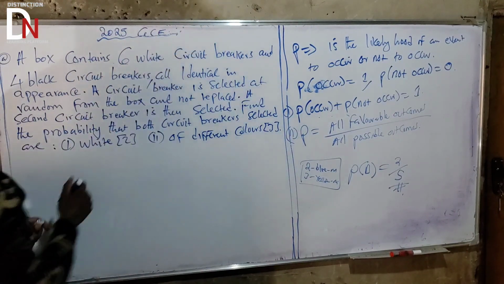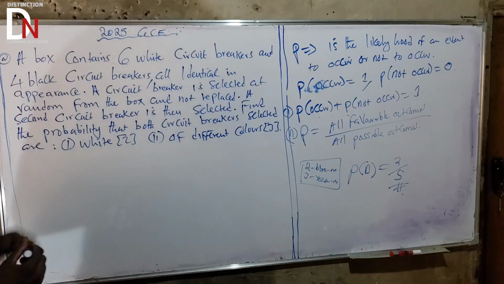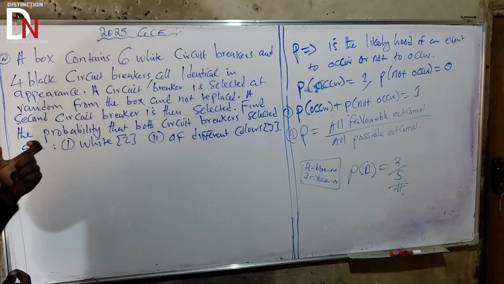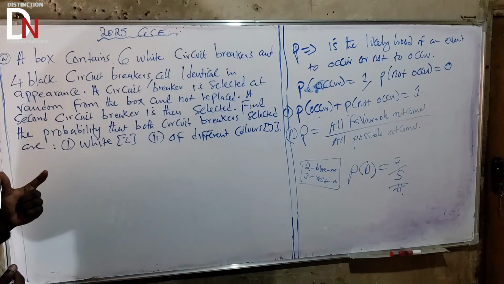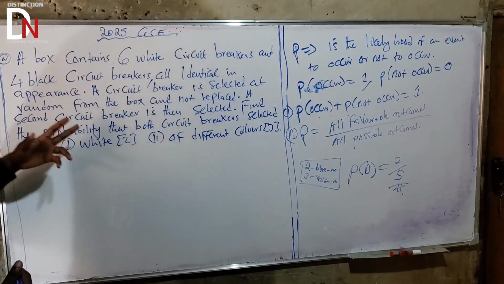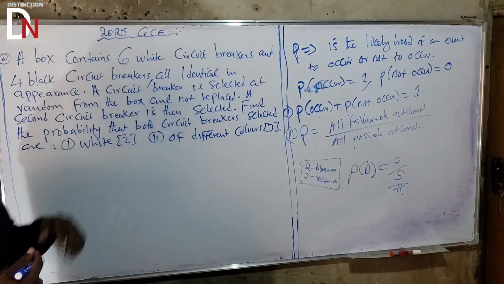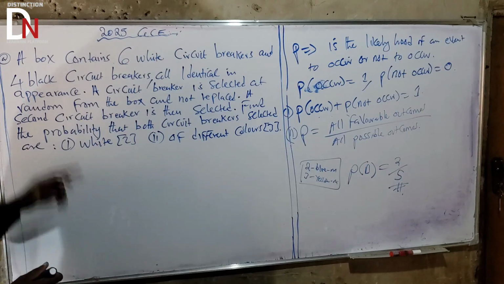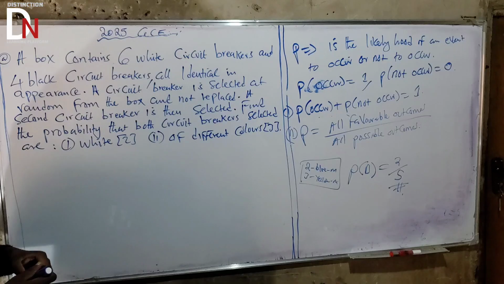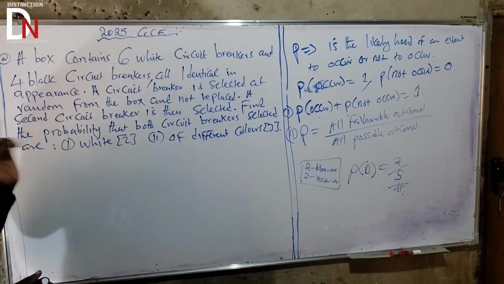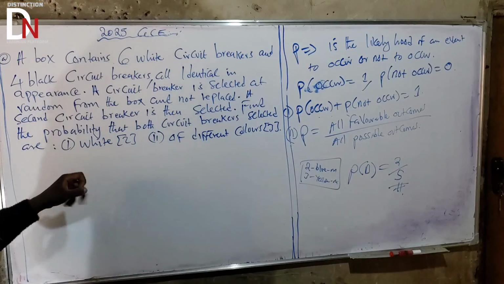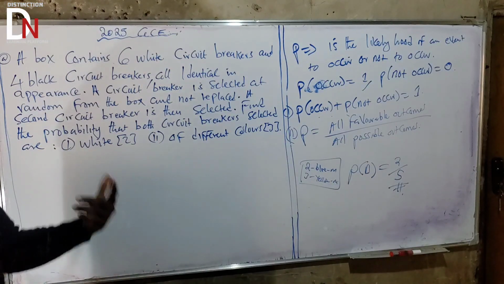Which is saying a box contains 6 white circuit breakers and 4 black circuit breakers, all identical in appearance. A circuit breaker is selected at random from the box and not replaced. A second circuit breaker is then selected. Find the probability that both circuit breakers selected are white. Then this one is of different colors.